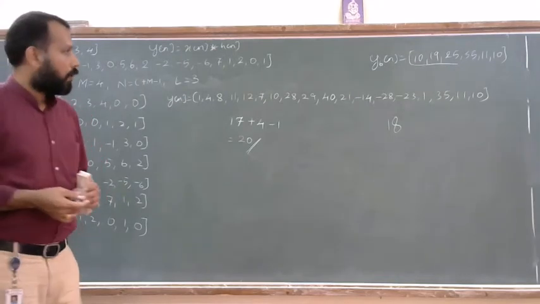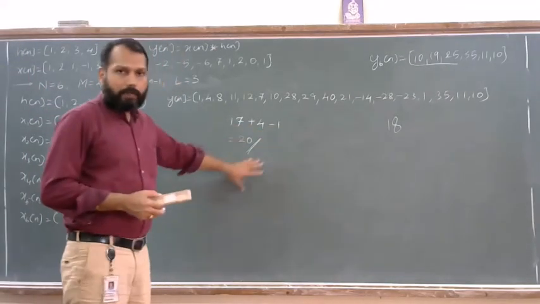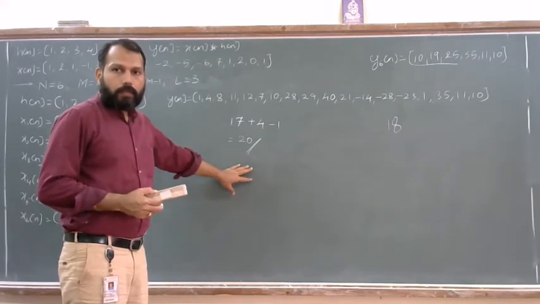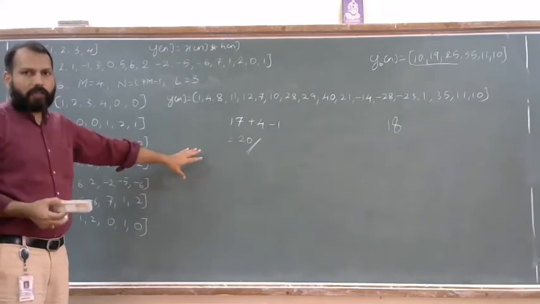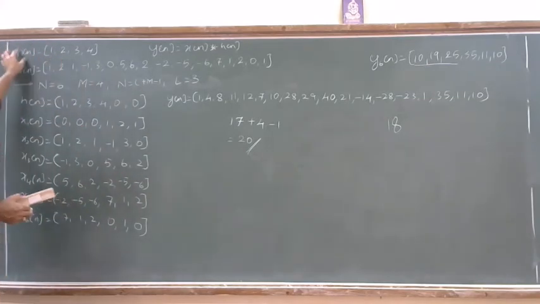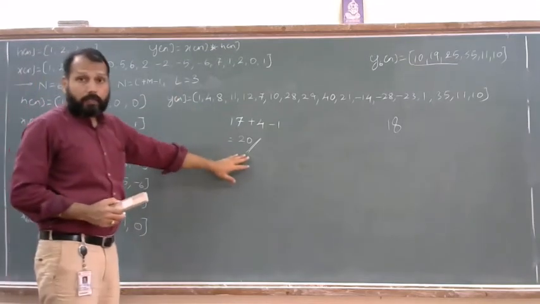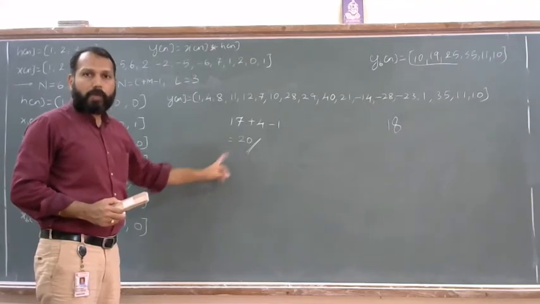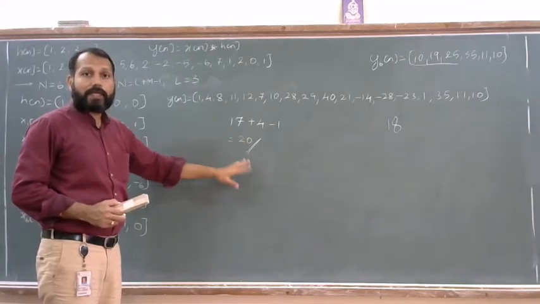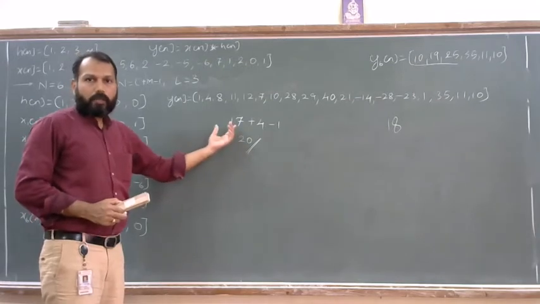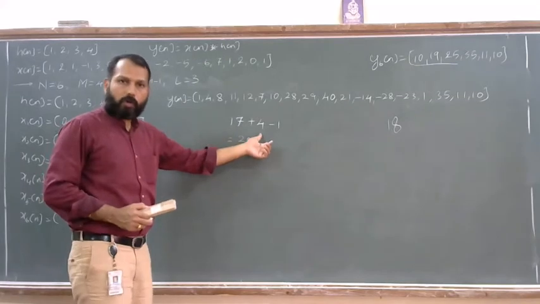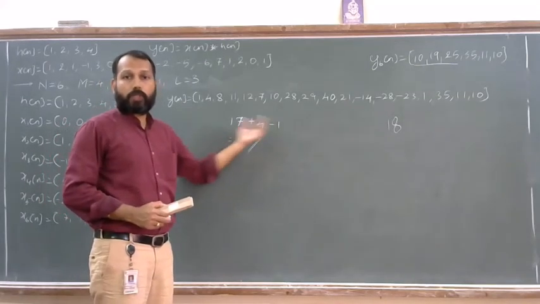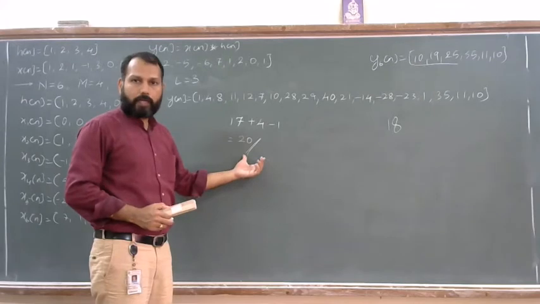Did you all understand what is happening here? If we perform linear convolution, which is the output of a linear filter, on this impulse response and on this input, the output should be of length 20. There should be 20 samples in the output sequence, because in the input we have 17 samples and in the impulse response we have 4 samples. 17 plus 4 minus 1 should be the total length of the output, 20.